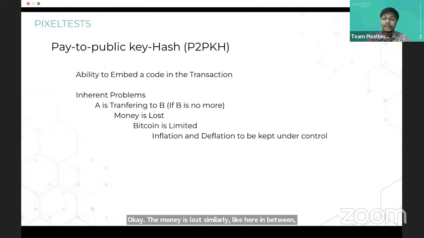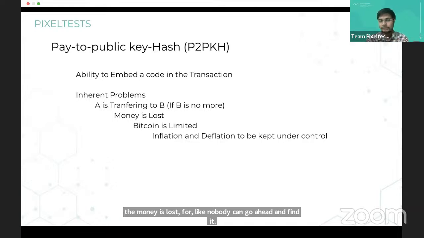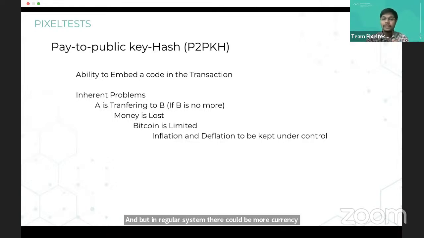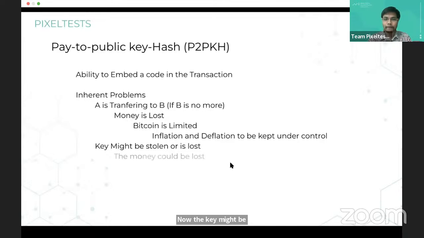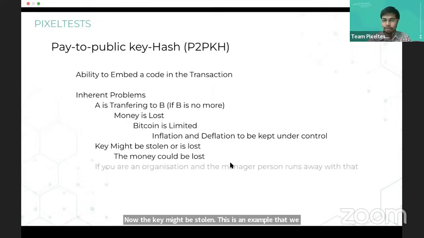But in a regular system, more currency could be printed, though its value will be lower. In Bitcoin, if it is lost, it is lost. Now the key might also be stolen. This is an example that we have understood. The money could be lost.